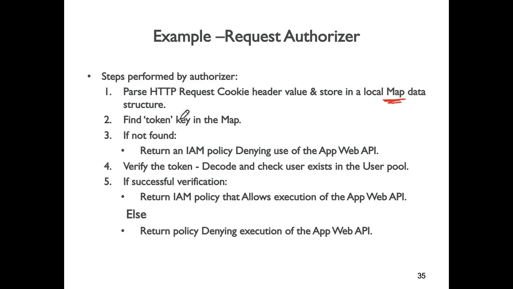In this map, I then go looking for the cookie whose key is token, because that's the name I decided to give the JWT cookie. So obviously, if it doesn't find the token cookie, then that must mean that the request doesn't have a cookie at all, right? And so the request should be prevented from accessing my domain functionality. Now, the way you need to do it is you need to dynamically create an IAM policy that expresses the fact that this particular request should not be allowed to execute the web API.